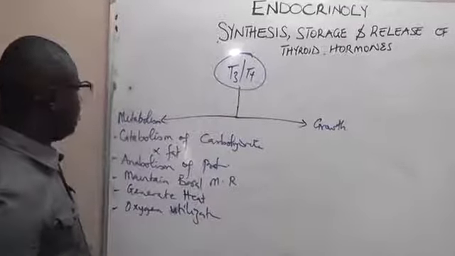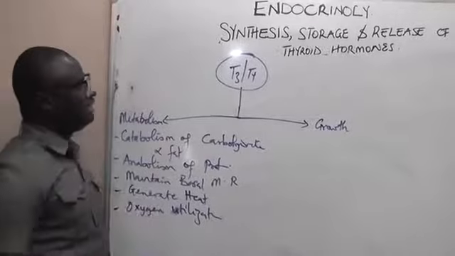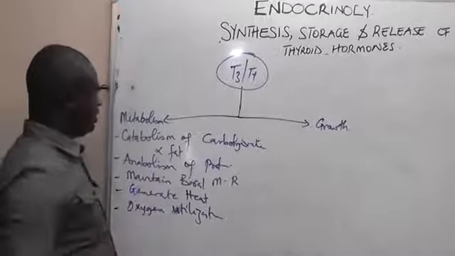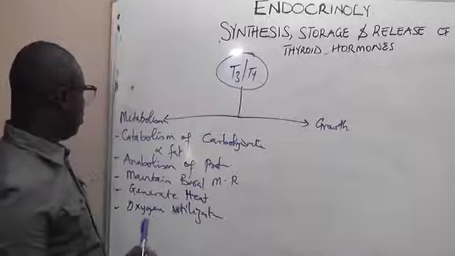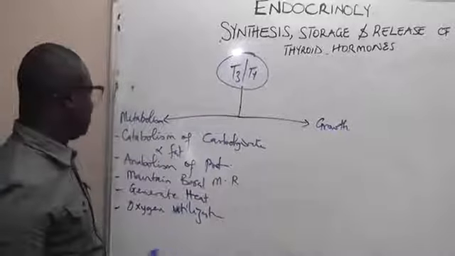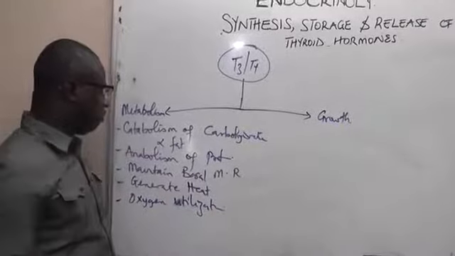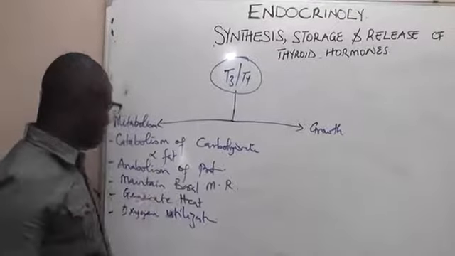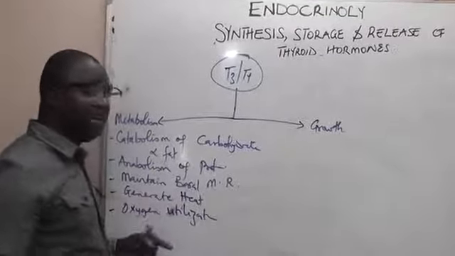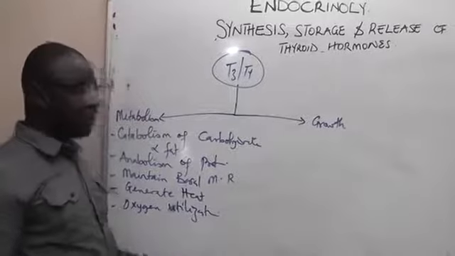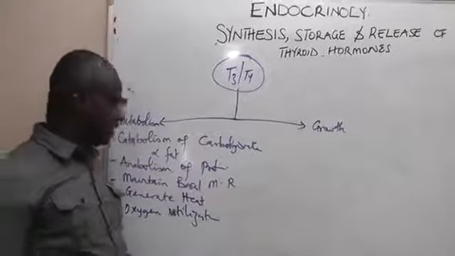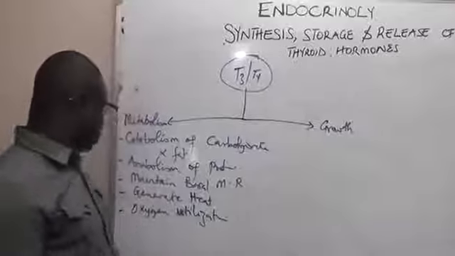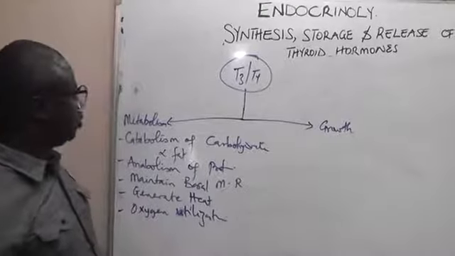So all of these are functions of what? T3 and T4. I said what? The breakdown of carbohydrate and fats. Then anabolism, that is build up of proteins. They maintain basal metabolic rate. They help to generate heat, right? Particularly in the heart, in the skeletal muscles and some other structures. Then they help in oxygen utilization.